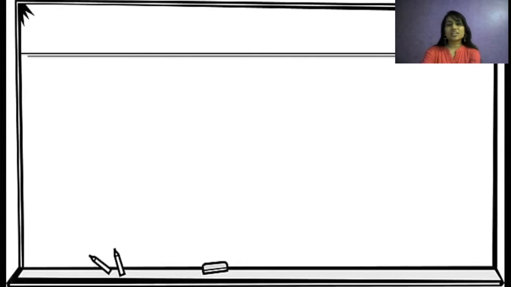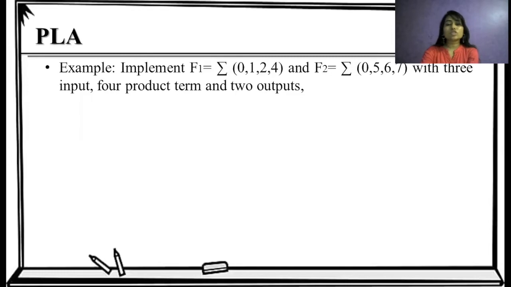Now let's take an example of why we require this XOR gate. Here we have an example: function f1 is summation of 0, 1, 2, 4, and f2 is equal to summation of 0, 5, 6, 7. Now here we have a condition to implement these logical functions with 3 inputs. So here we require 3 inputs and 4 product terms. Remember, here we require only 4 product terms.